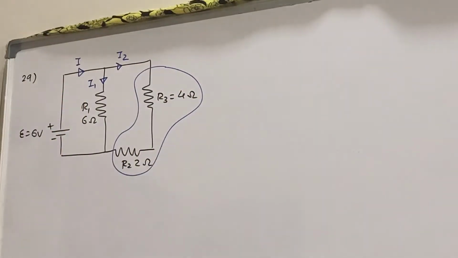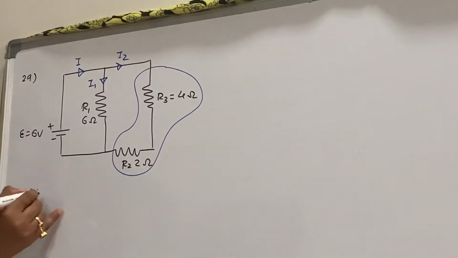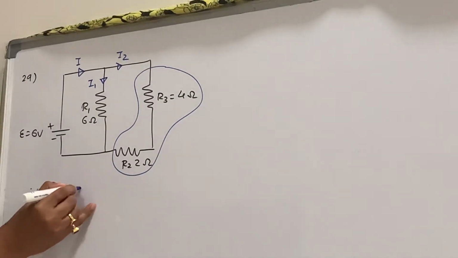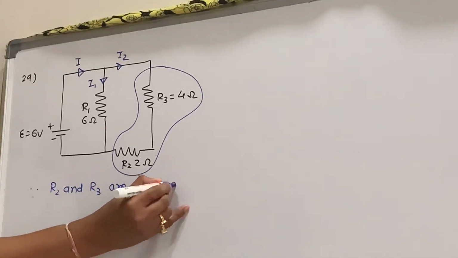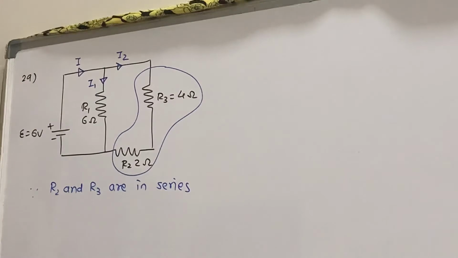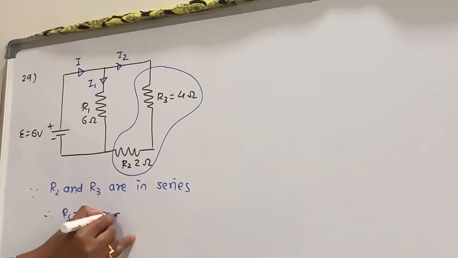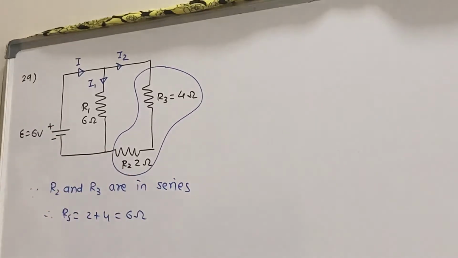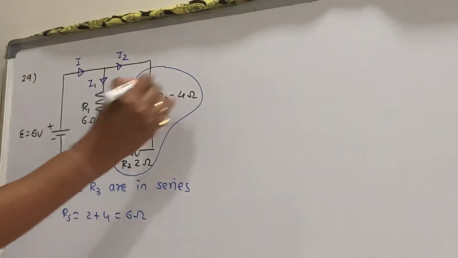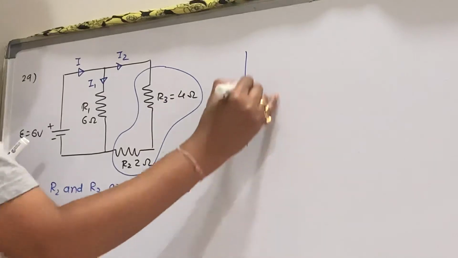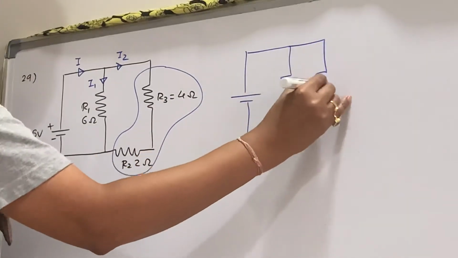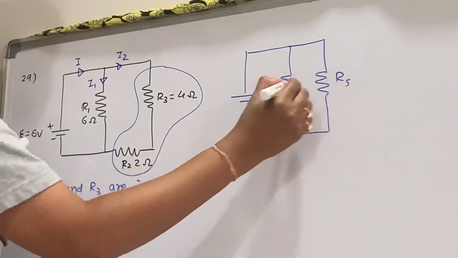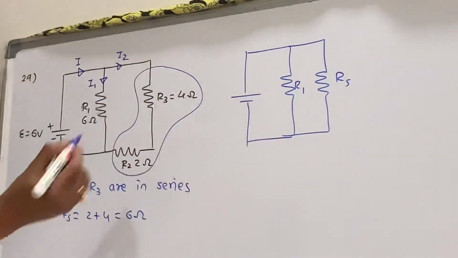So they are connected in what? Series. Since R2 and R3 are in series, can I write here RS is equal to 2 plus 4, which is equal to 6. Now how will this circuit rearrange? This is your cell, this is your R1, and across this is your RS instead of R2 and R3. The remaining part is as it is.